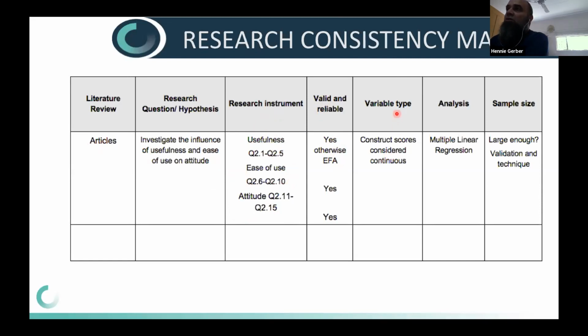Then the variable types will be construct scores that will be calculated from all of these. So we get 3 new variables from this. If it's valid and reliable, it will be considered as continuous now, not individual Likert scale statements, which are ordinal. And then we can do a multiple linear regression, or you can do the structure equation model. In this case, we just do a multiple linear regression. Is the sample size large enough?